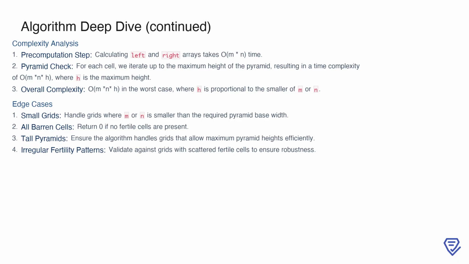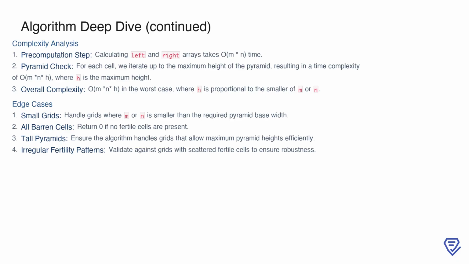Finally, let's analyze the complexity of the algorithm and address potential edge cases. The pre-computation step, where we calculate the left and right arrays, takes O(m*n) time, where m and n are the dimensions of the grid. Checking for pyramids involves iterating over each cell and attempting to build pyramids up to their maximum possible height, resulting in a worst-case time complexity of O(m*n*h), where h is the maximum pyramid height. Since h depends on the smaller dimension of the grid, this complexity is manageable for reasonably sized grids.